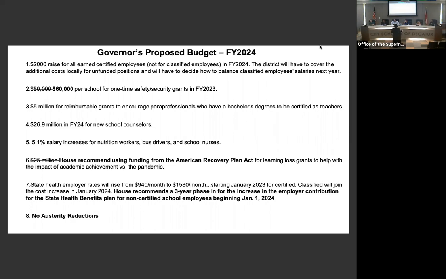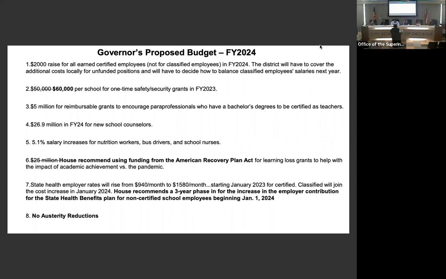That's a stretch. And the largest and most surprising change is an increase from $940 a month to $1,580 a month for health care starting in January of 2023 for certified employees and January of 2024 for classified. The state will cover all certified employees as identified on the CPI. No austerity reduction is proposed this year. The financial impact of these proposed changes and options will be discussed at the next budget presentation.